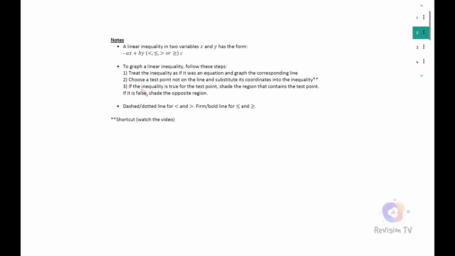And then if the inequality is true for the test point, shade that region. If it is not, okay, it's false, then you shade the opposite region. All right. One more thing to note is if it's a less than or greater than without the equal, it's a dashed or dotted line. If it has an equal sign there, it should be a firm or bold line.